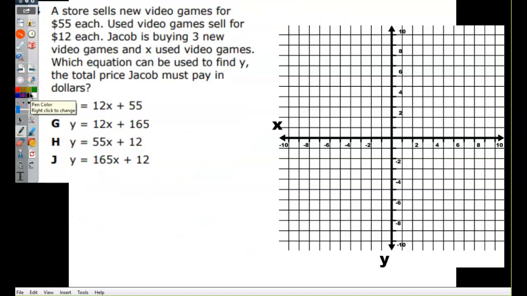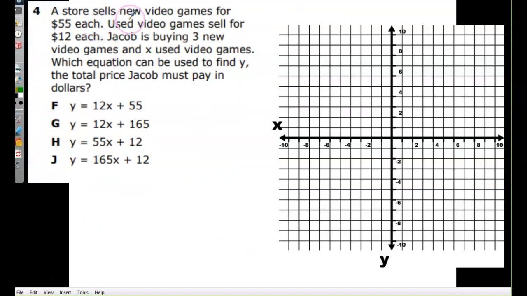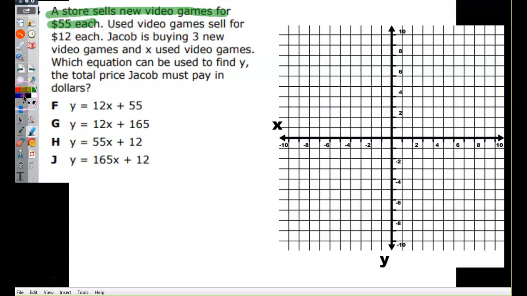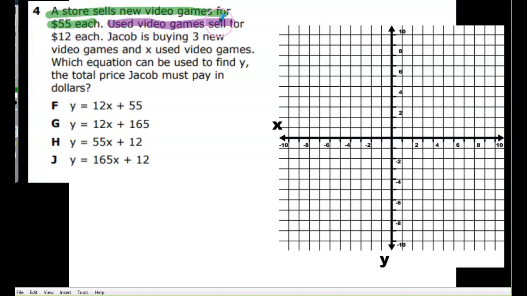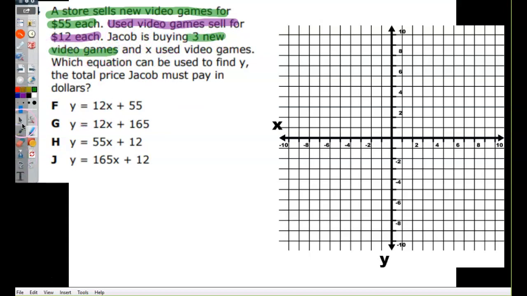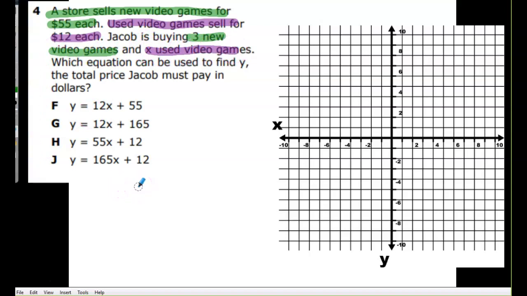Numero 4. A store sells new video games for $55 each. That seems important. Let's go on ahead and highlight that. Used video games are $12 each. That seems kind of important. Let's go on ahead and highlight that. Jacob is buying 3 new video games and x used video games. Okay, which equation can be used to find y?